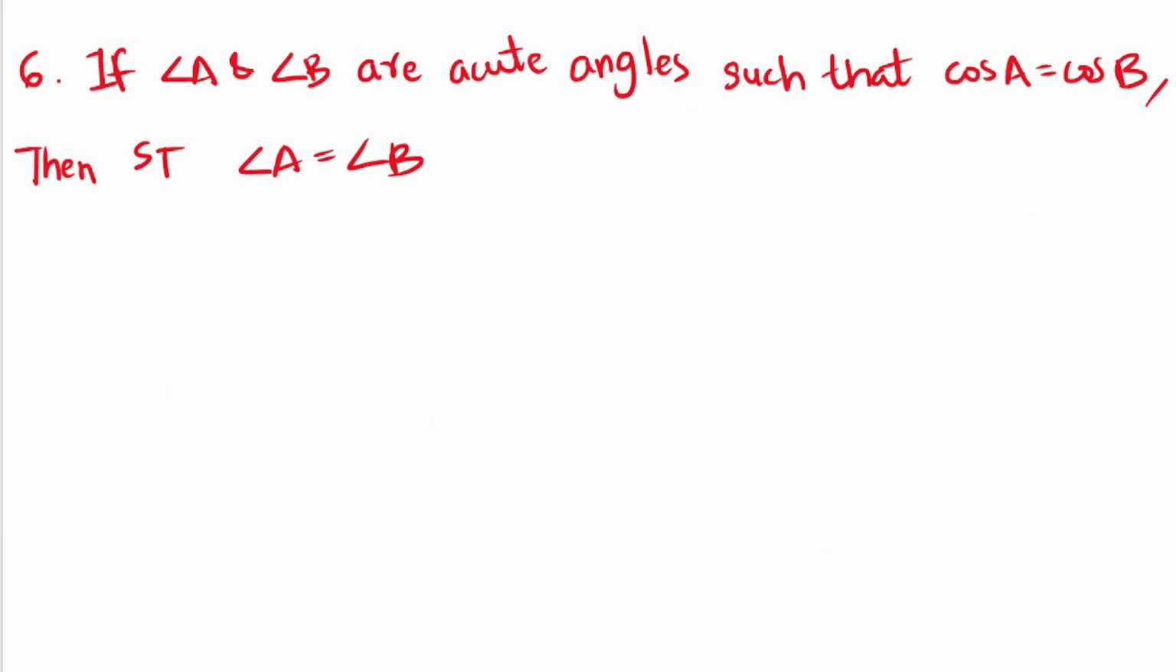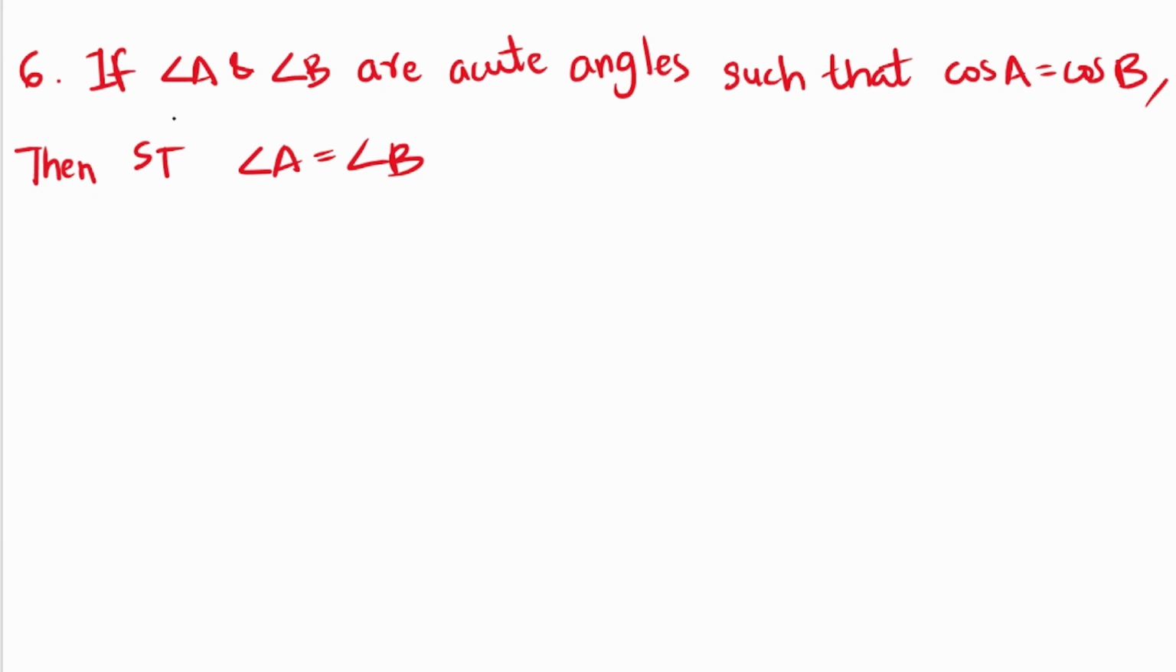Alright, let's move on to the sixth question. Do you find this question similar? Because you have already done example 2 similar to this question, right? Well, I'll explain this also. So they have given angle A and angle B are acute angles such that cos A equals cos B. Then show that angle A equals angle B.